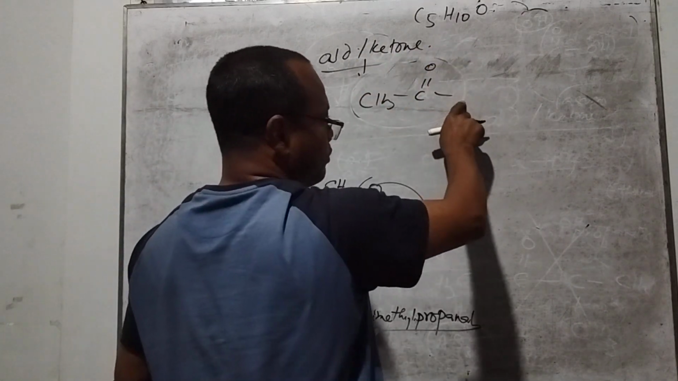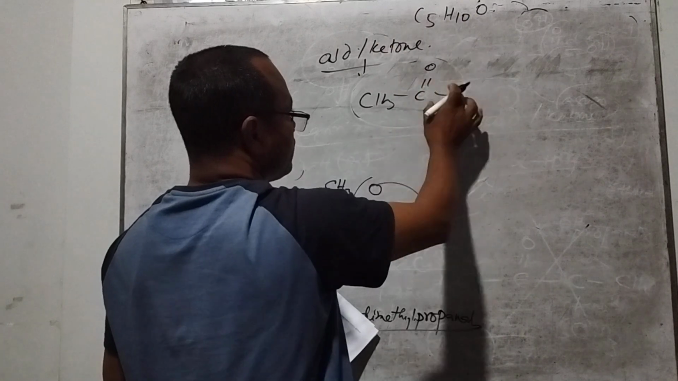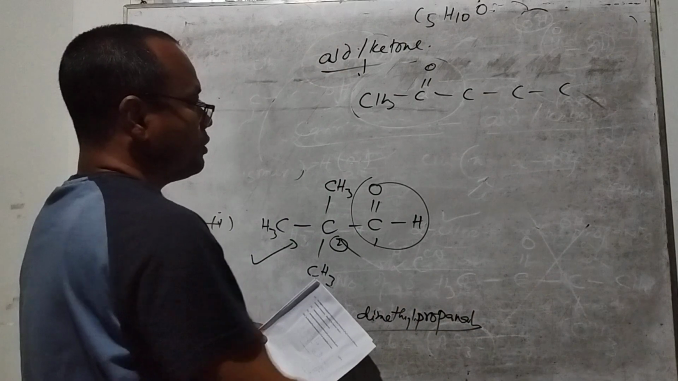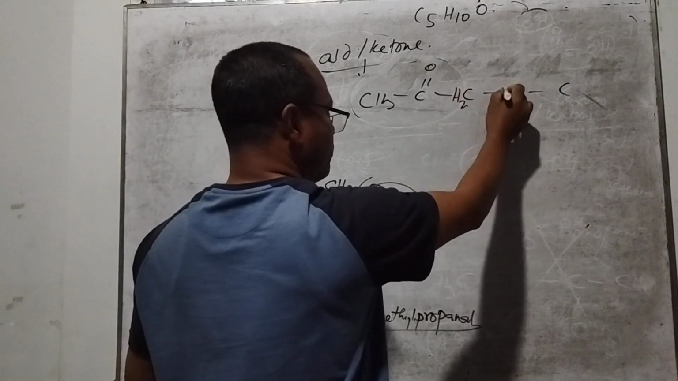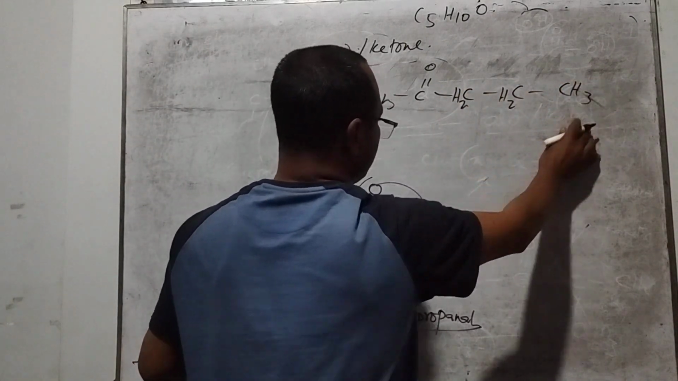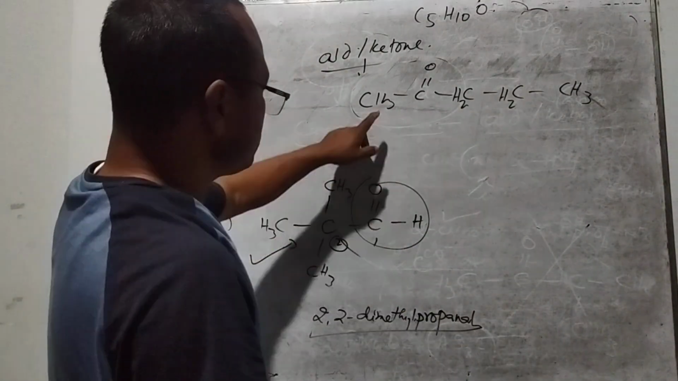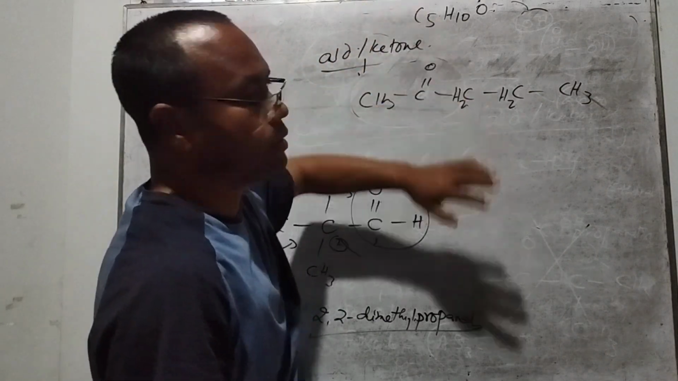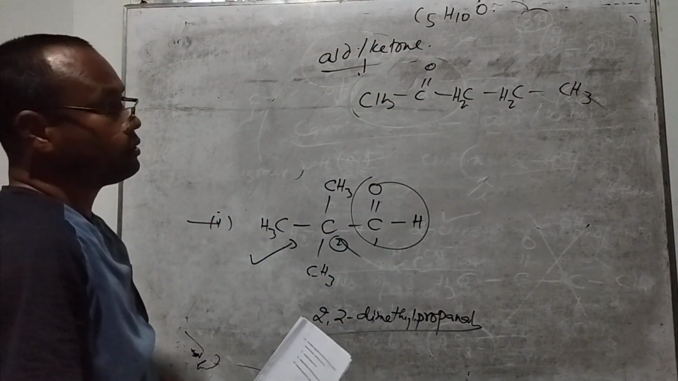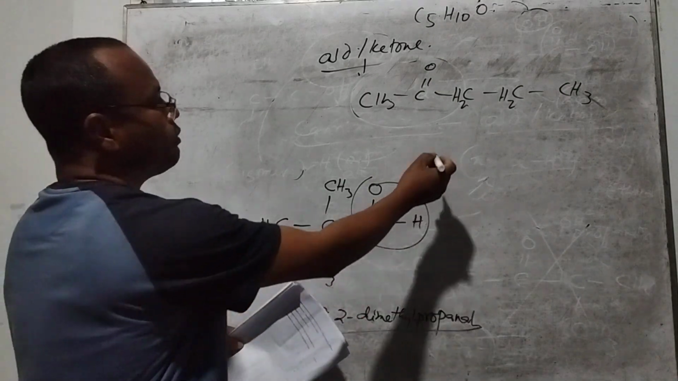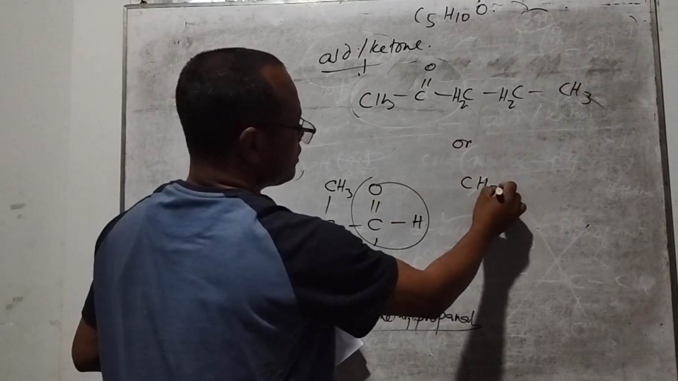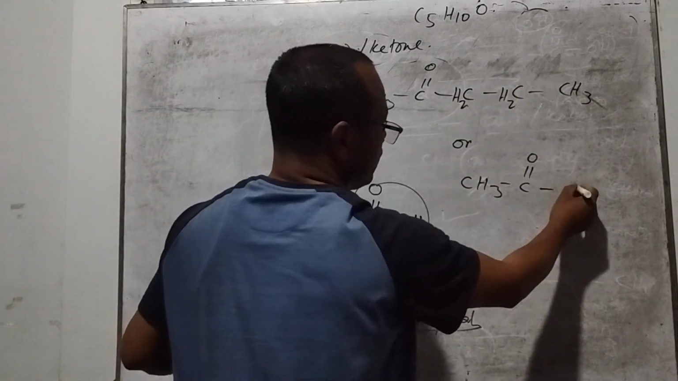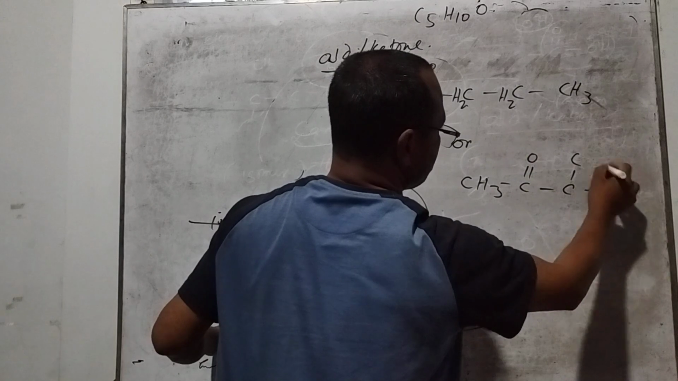The remaining carbons, let me fill in here. How many carbons here? 1, 2, 3, 4, it can be 5 here. Now let me write the hydrogens and count them: 3, 5, 7, 10. So that equals the number of carbon, hydrogen, and oxygen. Another isomer we can write here with the same group. So here these 3 carbons. Let me write it like this. That is also possible.